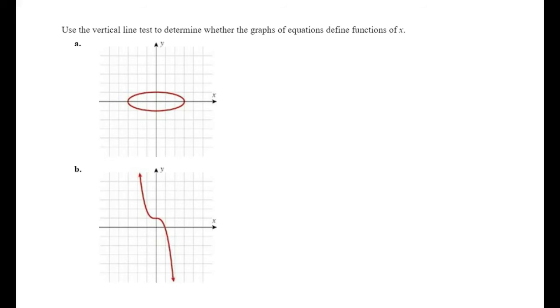So let's use the vertical line test to determine whether the graphs of equations define functions of x. So here's my vertical line, and I'll grab it and look at that. That vertical line hits two places, so that's not a function. But look at this one. No matter where I put the vertical line, it only crosses the graph of the equation in one spot. So this is a function.